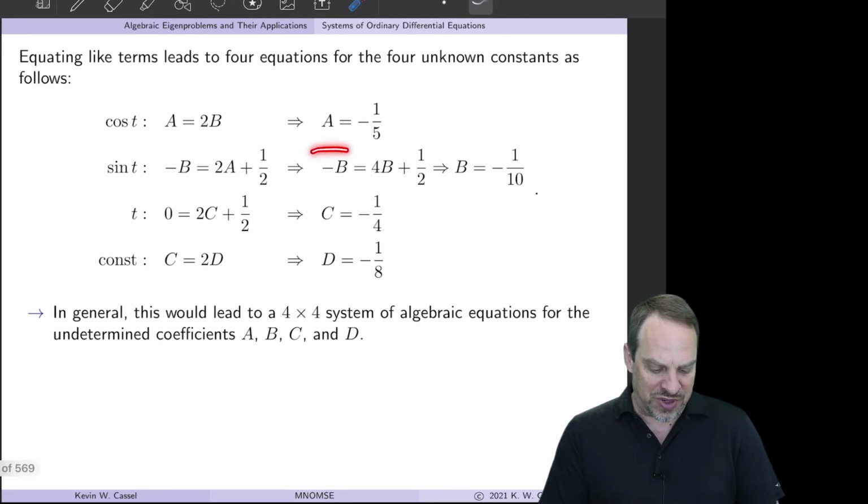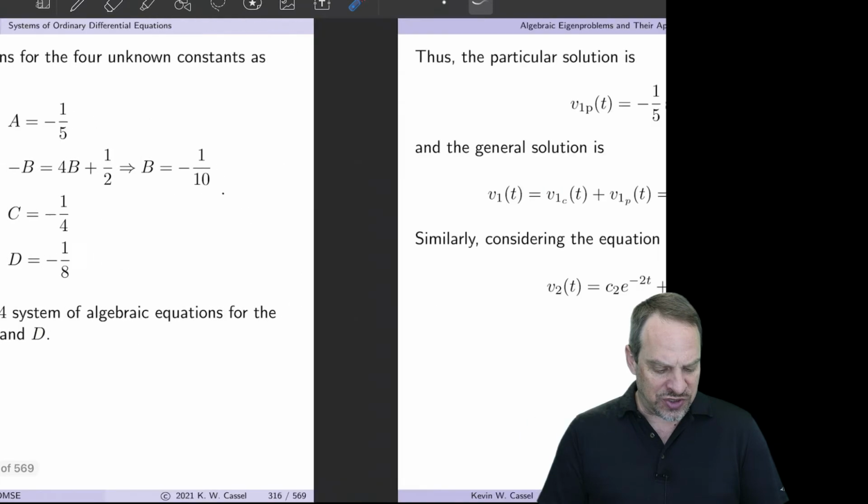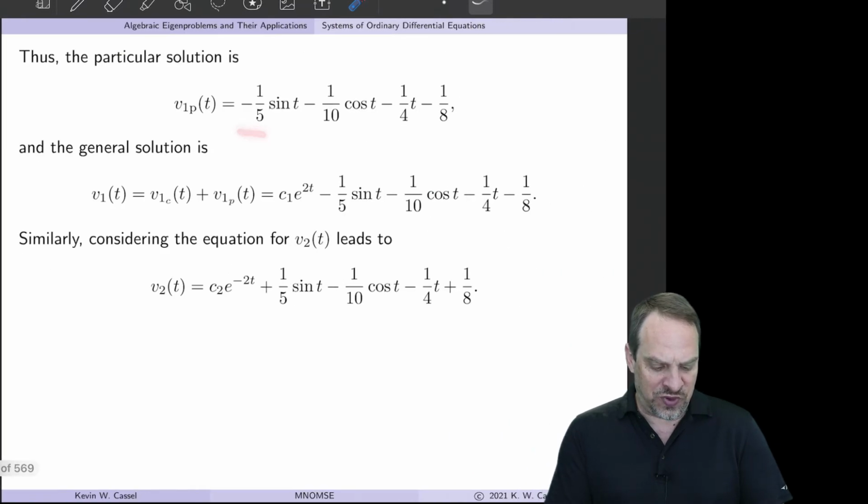So I get that a is minus 1/5, b is minus 1/10 from these 2 equations, and then from these 2 equations, I get that c is minus 1/4, and d is minus 1/8. So I just stick those in. Minus 1/5, minus 1/10, minus 1/4, minus 1/8 are the coefficients that give me my particular solution for v1.